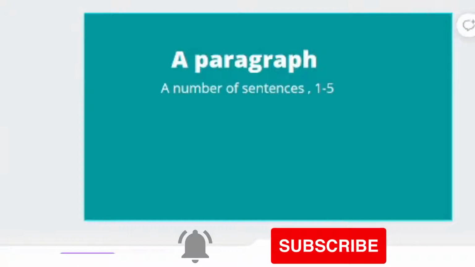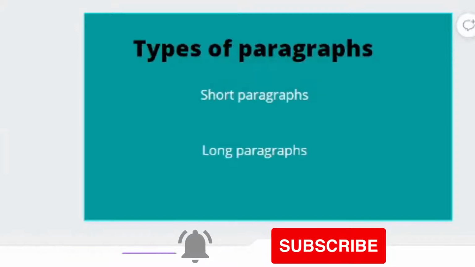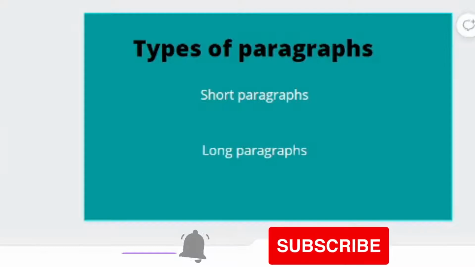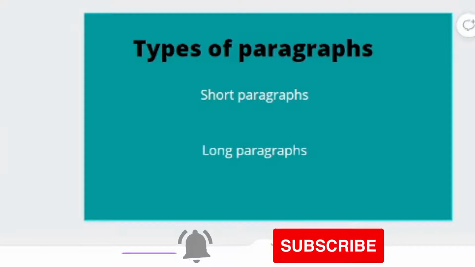Now, in an essay, a paragraph is a number of sentences, let's say 1 or 2 or 3 or 5 sentences that make up the body of your essay. In essay writing, we have short and long paragraphs. Short paragraphs can be between 1 to 3 sentences, while on the other hand, the long paragraphs will usually have maybe 5 or 10 sentences.